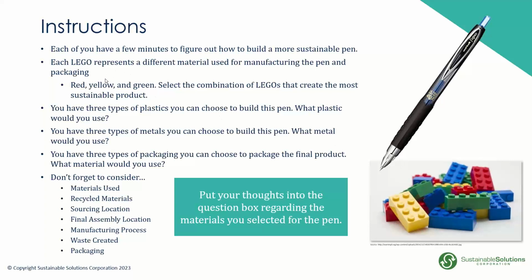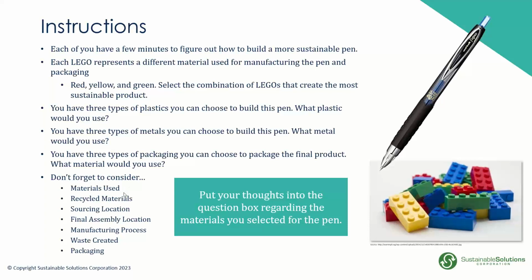So what we're going to do is I'm going to show you a series of different material choices. You're going to have the ability to select what type of plastic you would want to use to build this pen. You're going to get to select the metal. You can see we got metal in this. And then you're also going to get a chance to decide what kind of packaging you might use from a material perspective. So any thoughts you have, you can put in the question box, but you can actually answer the poll that we're going to launch in a minute here.